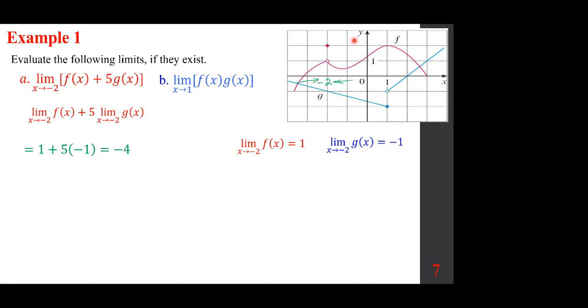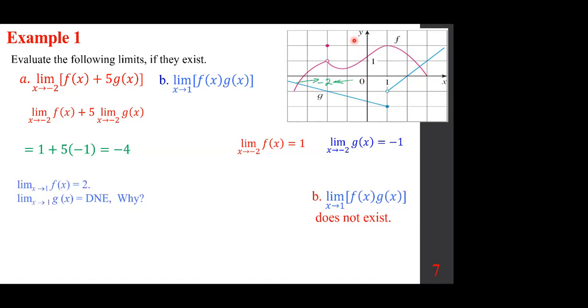However, okay, this limit doesn't exist because the limit of f of x as x approaches 1 is 2, but the limit of g of x as x approaches 1 doesn't exist. So I'm asking you, why is that the case? So can anybody tell me why this is the case? I showed you the limit of f of x as x approaches.